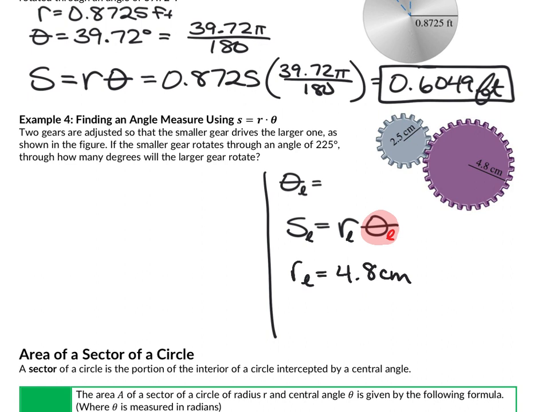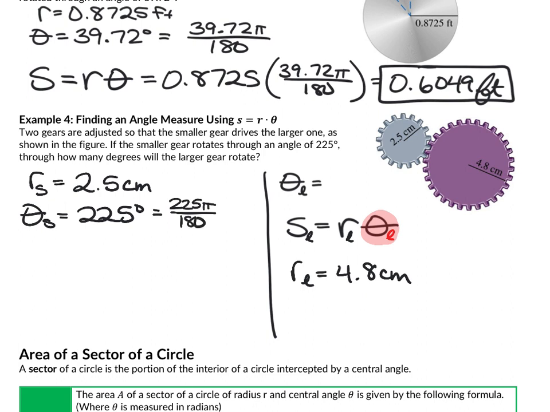So if we think about our smaller one, we know that the radius of the smaller guy is 2.5 centimeters. We know that the theta of the smaller guy is 225 degrees, which if we do a quick little calculation, would be 225 pi over 180, which does reduce to something nice. It's 5 pi over 4. So I know the angle that the smaller one is moving, which means since I have r and I have theta, I can find the arc length that the smaller guy is moving. It's just going to be r times theta, which would be 2.5 multiplied by 5 pi over 4.